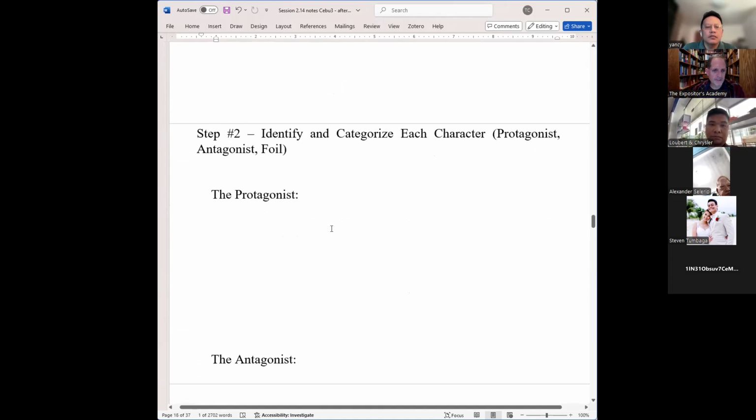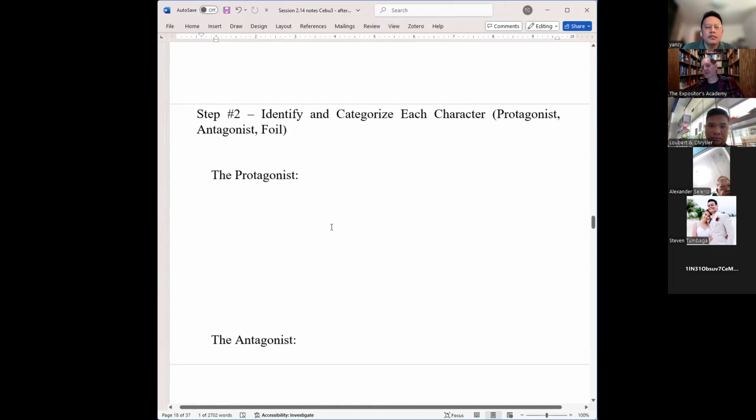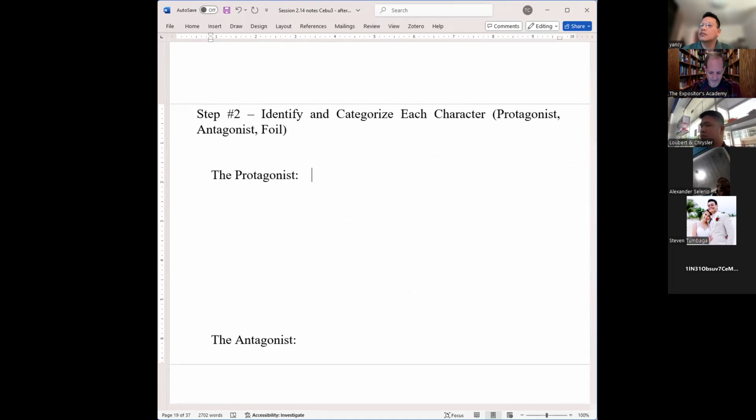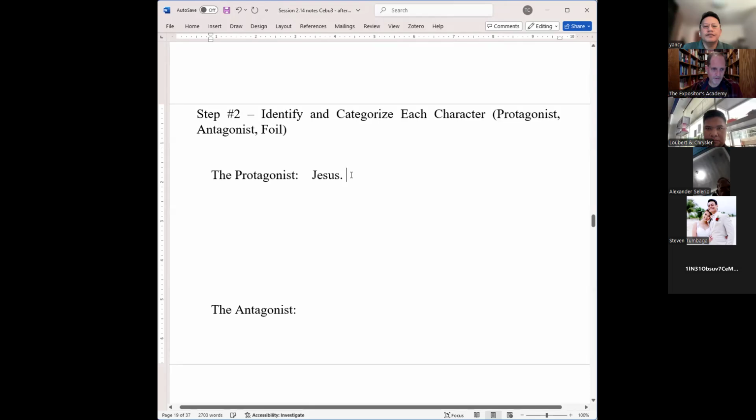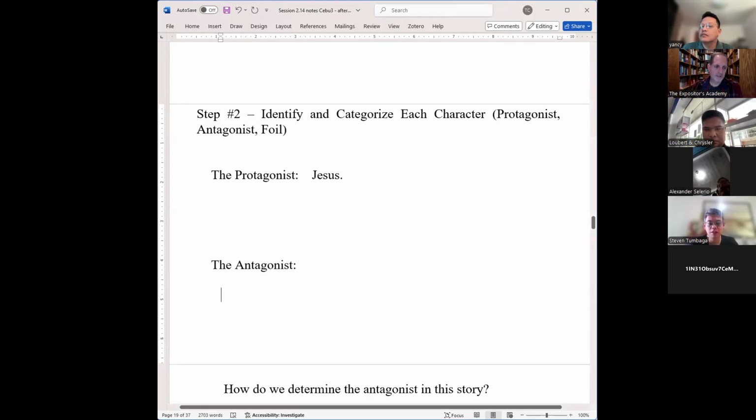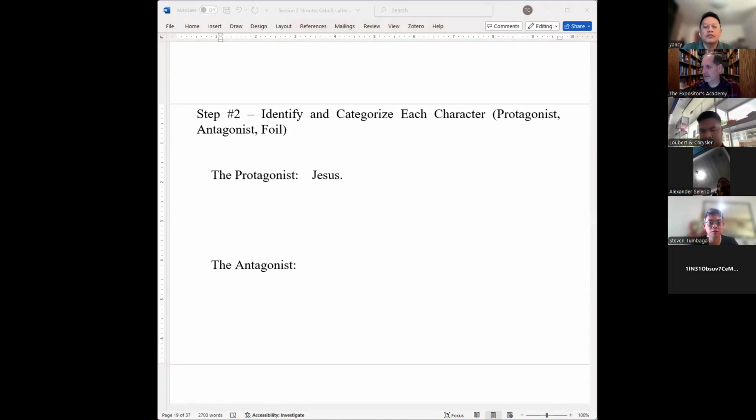So now what we want to do is identify each main character in this story. I think the protagonist, the main character, is pretty easy, right? Who would we say that is? It's going to be the same in every one, right? Jesus. Jesus is the main character. Now, remember what I said. The important thing is identifying the antagonist. Okay, how do we do that? How do we determine the antagonist?